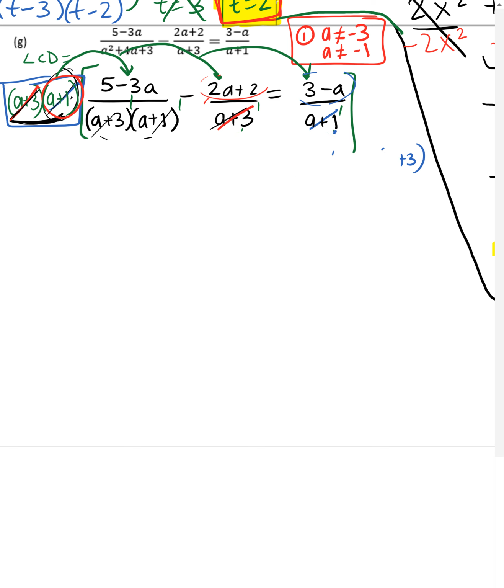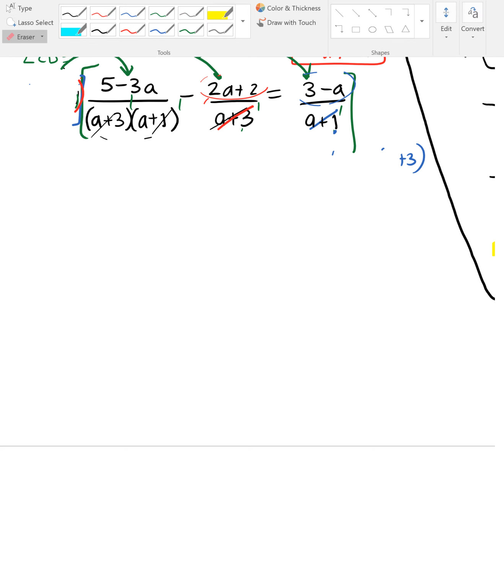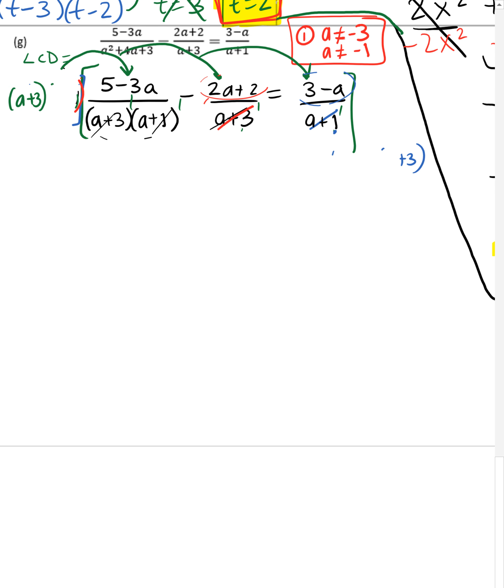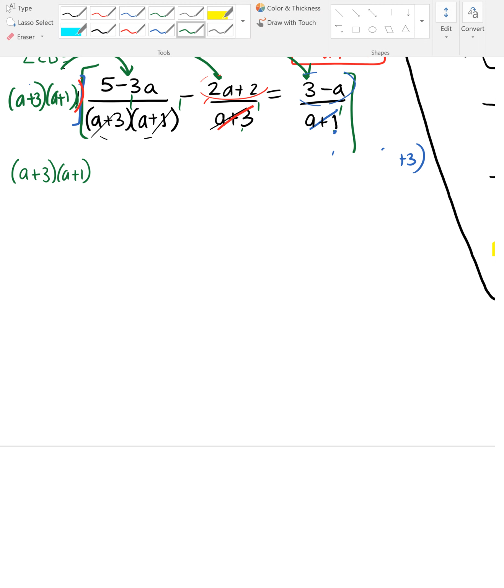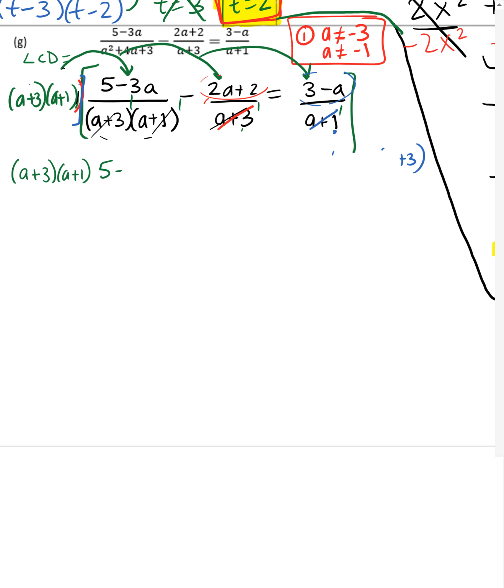Okay, let me erase all that. I'm going to write this again. He got too messed up. Oops, it was a plus 3, a plus 1. Alright, so let me see. I'm going to write it next to the first fraction. But we're just taking an extra step that's longer than the way I just wrote it. Alright, that times the first fraction. Then there's a minus sign. Now I'm multiplying that LCD by the second fraction. A plus 3, a plus 1 times the second fraction, which is 2a plus 2 over a plus 3. Okay, then there's an equal sign.